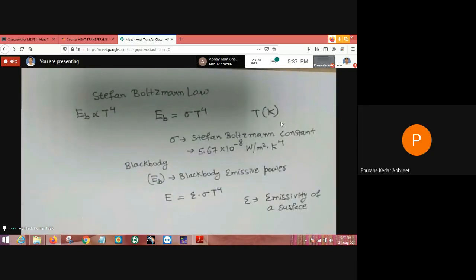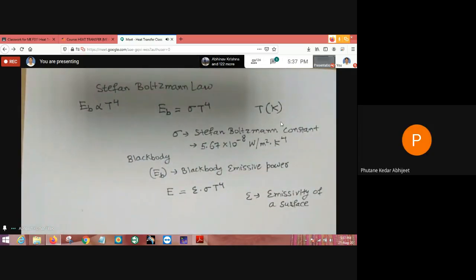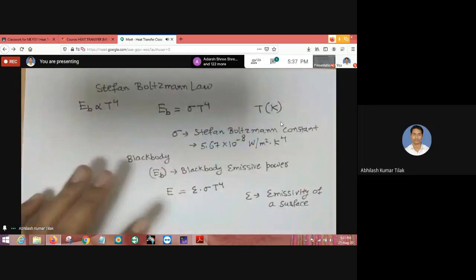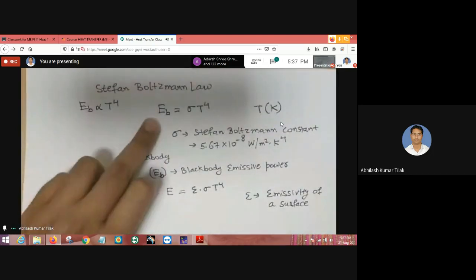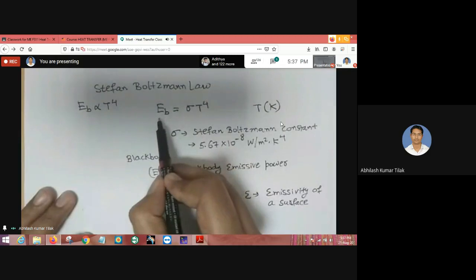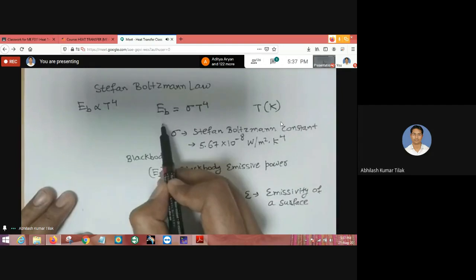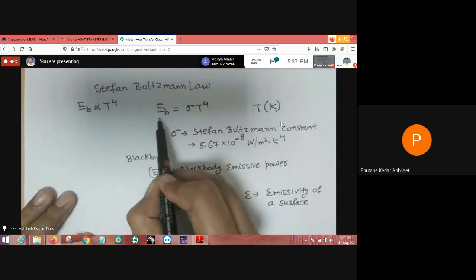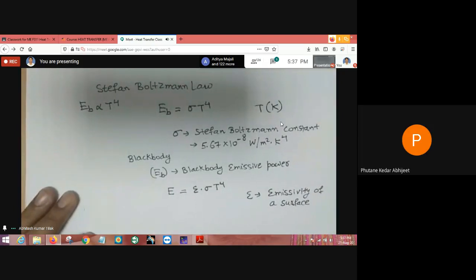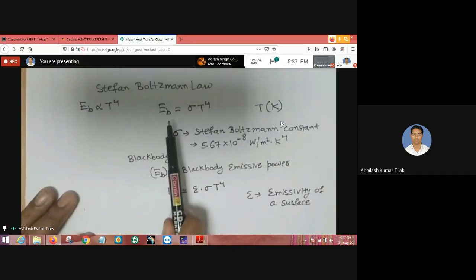Excuse me, sir. Is EB the emissive flux or the emissive power? It is called emissive power also, or you can call it emissive flux, because it indicates the rate of heat transfer due to radiation per unit area. So the EB that you pointed to is the power per unit area, right? Actually, it is the rate of heat transfer by radiation per unit area, so it is indicated here as emissive power.